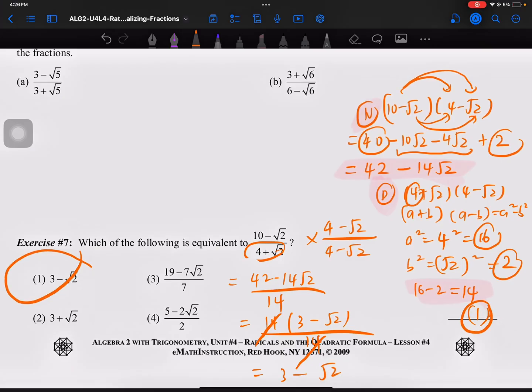So whenever we rationalize a denominator that's a binomial, multiply top and bottom by the conjugate of the denominator. Then use A plus B times A minus B equals A squared minus B squared for the denominator. Expand and simplify the numerator. And last, factor and reduce the fraction if possible.